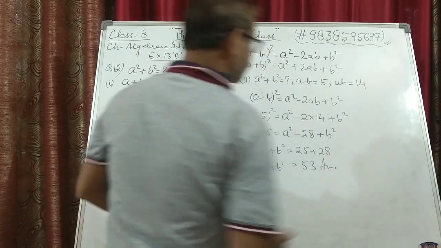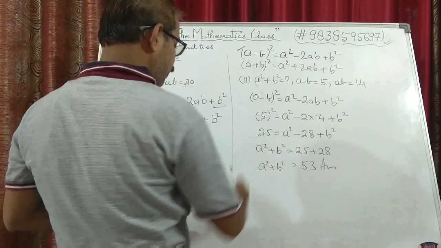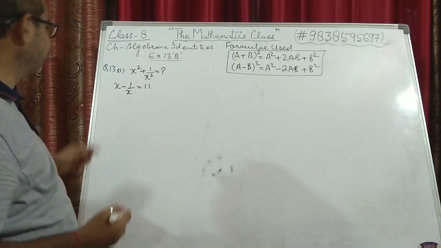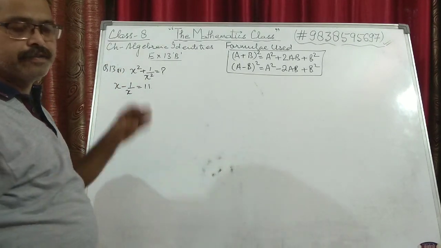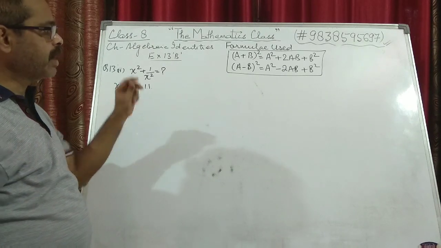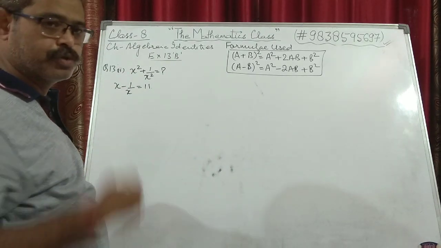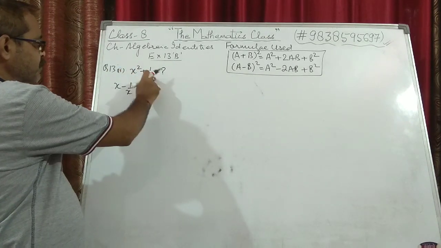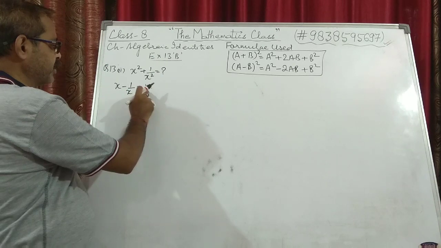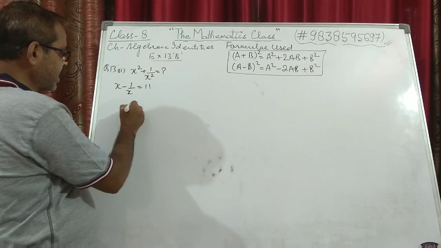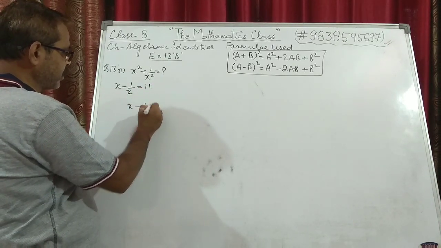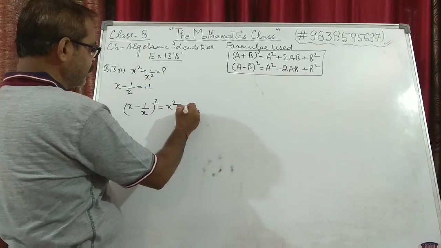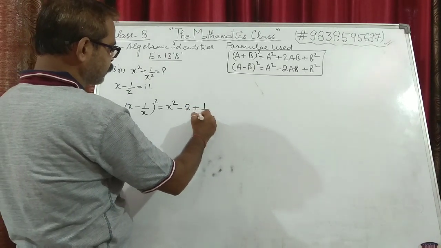Now we move on to question number 13. These are very important. You need to practice them all. Question number 13, I have taken the second part. The first part is just like question number 12, so you will do it on your own in your practice notebook. Now in this we have to find x square plus 1 upon x square, and x minus 1 upon x equal to 11 is given. We know that (x minus 1 upon x) whole square is equal to x square minus 2 plus 1 upon x square.